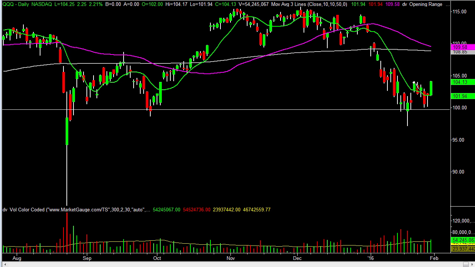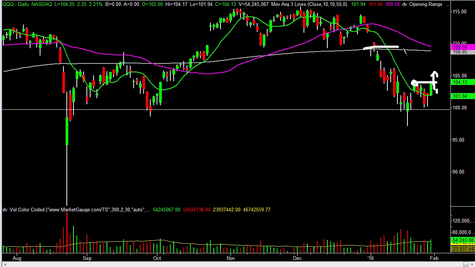And the Qs, not quite as convincing, right? Because we didn't break back over that first attempt to get over the 10-day moving average. So it wouldn't be surprising to see the Qs struggling here. However, if they break out, then they're right in the same camp as the S&Ps. So it's not that far off. All right, so basic levels can take you a long way.